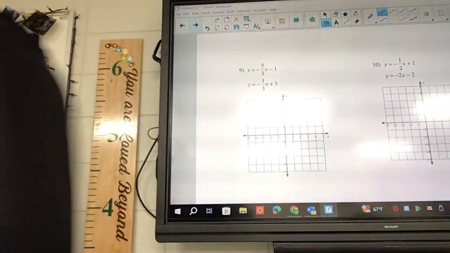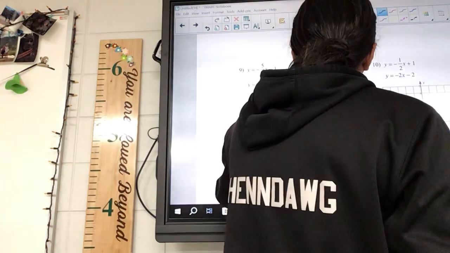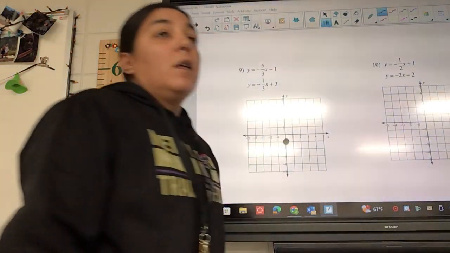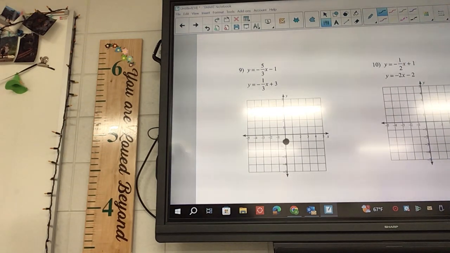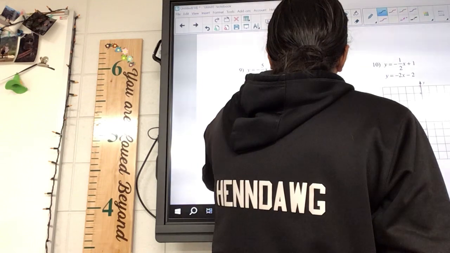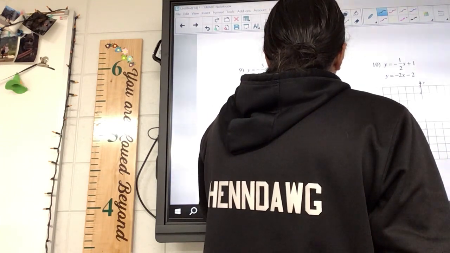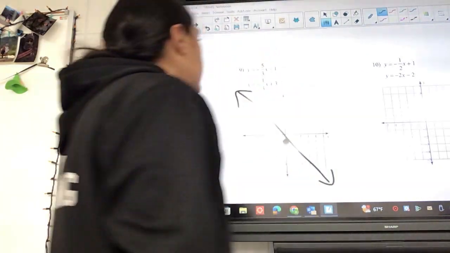Okay, number 9. Line 1 starts at -1, and it has a slope of 5 over 3. So we're going to go up 5, 1, 2, 3, 4, 5, over 3. Or down 5, 1, 2, 3, 4, can't. Okay, so those are the only two that we can do.